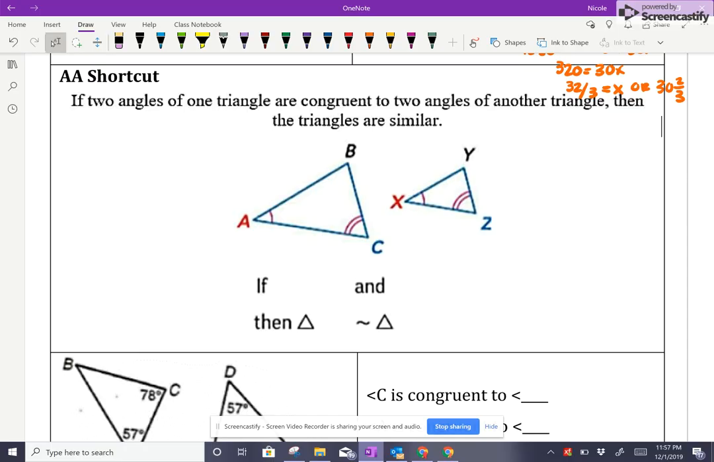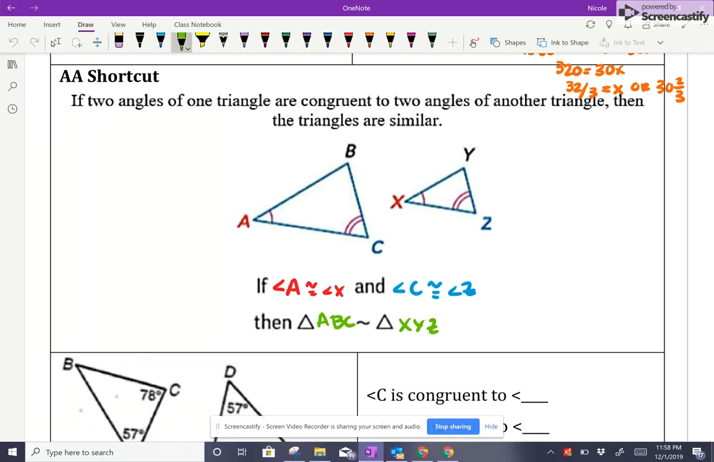So the first shortcut that we have is angle, angle. If two angles of one triangle are congruent to two angles of another triangle, then the triangles are similar. So that's saying if angle A is congruent to angle X, I'm going to do that with red so it corresponds. Angle A is congruent to angle X, and angle C is congruent to angle Z, then triangle ABC is similar to triangle XYZ. So now why is this true?